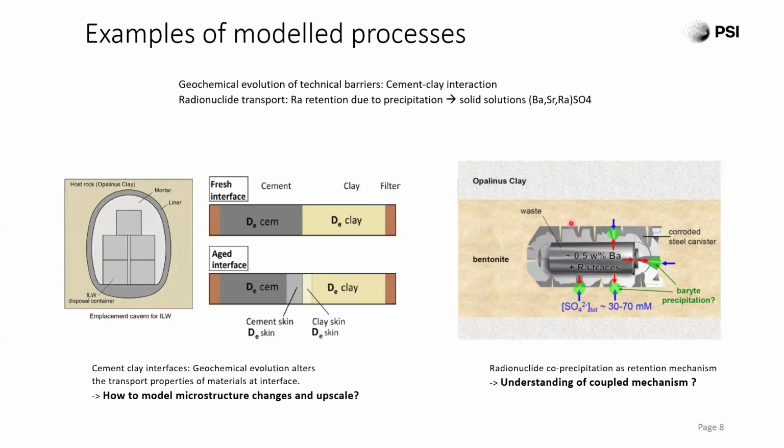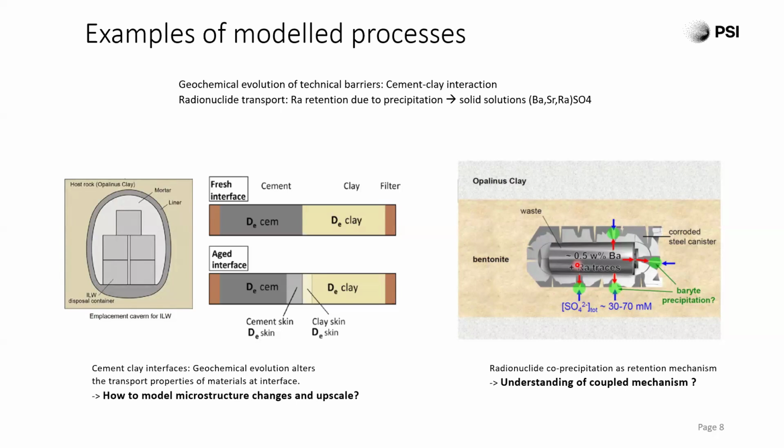Another topic is here you see a high-level waste, so from the nuclear fuel. When the radionuclides go out and escape, there are some mechanisms by which they will be retained. One mechanism is the sorption on the clay material. Another mechanism is the co-precipitation of barium, radium, strontium sulfate. So how to address these topics?